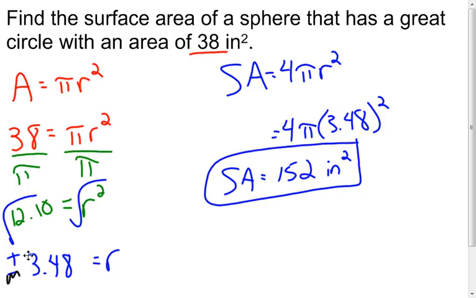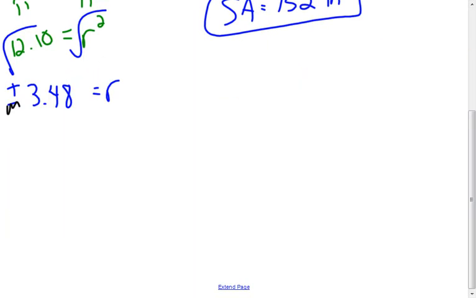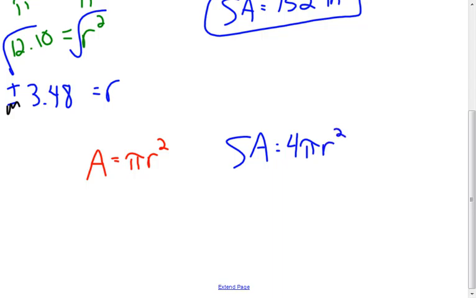Now another method looks like this. I'm going to take this formula here, area equals pi r squared, and my other formula, the surface area is equal to 4 pi r squared, and look at some things here. We knew that the area of the circle was like this: 38 equals pi r squared. Then I come over here to my surface area formula and I see there's pi r squared right there.